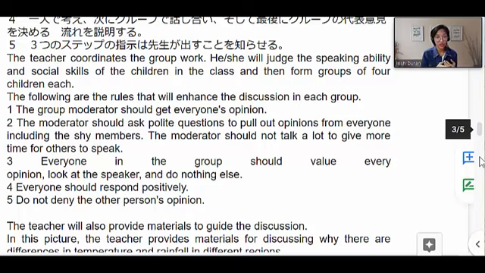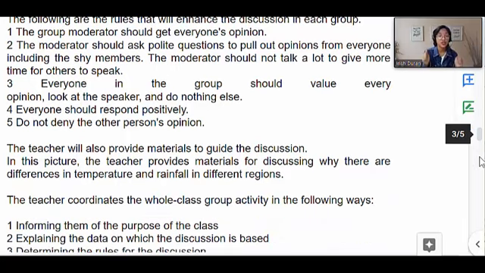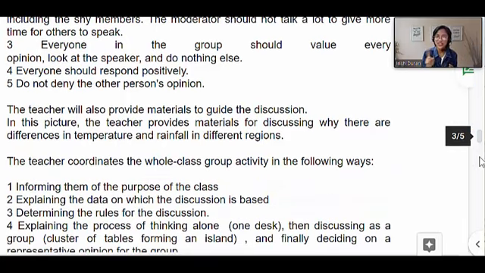The group moderator should get everyone's opinion. The moderator should ask polite questions to pull out opinions from everyone, including the shy members. The moderator should not talk a lot, to give more time for others to speak. Everyone in the group should value everyone's opinion. Look at the speaker and do nothing else. Everyone should respond positively. Do not deny the other person's opinion.